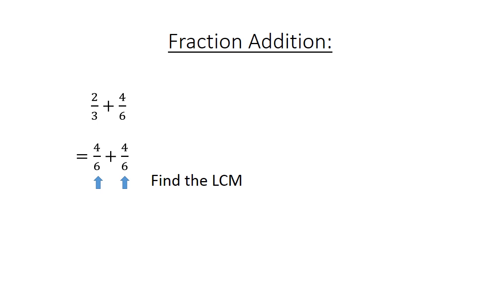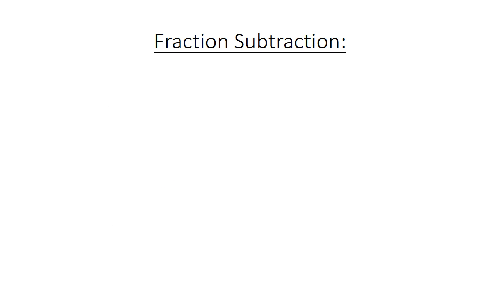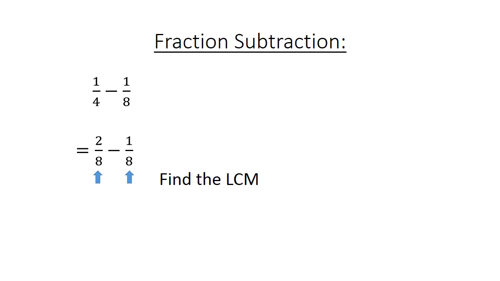Fraction addition. 2 over 3 plus 4 over 6 equals. Find the lowest common multiple. 4 over 6 plus 4 over 6 equals 8 over 6 equals 1 and 2 over 6 equals 1 and 1 over 3. Fraction subtraction. 1 over 4 minus 1 over 8 equals. Find the lowest common multiple. 2 over 8 minus 1 over 8 equals 1 over 8.